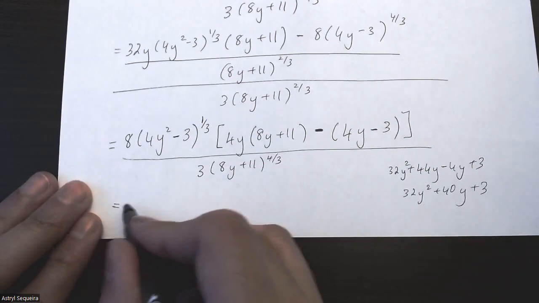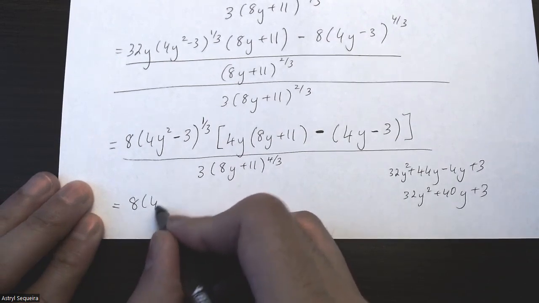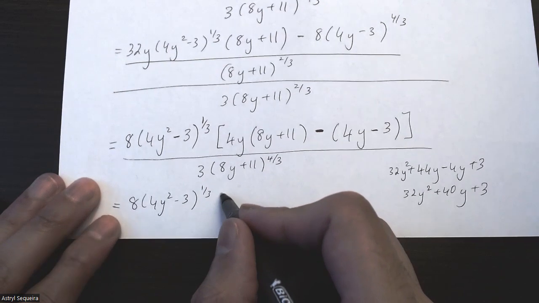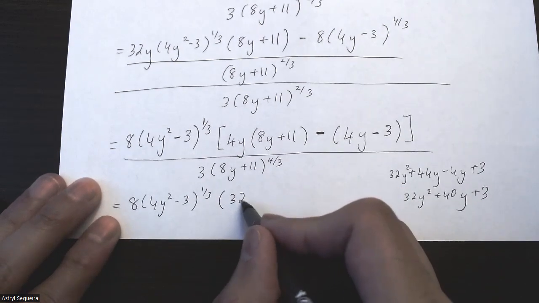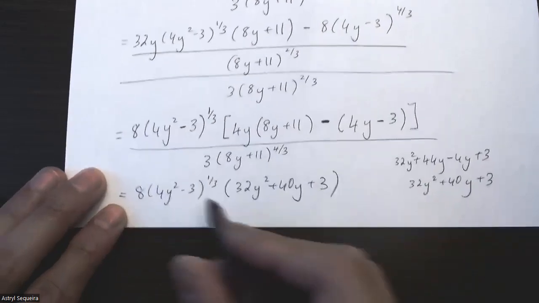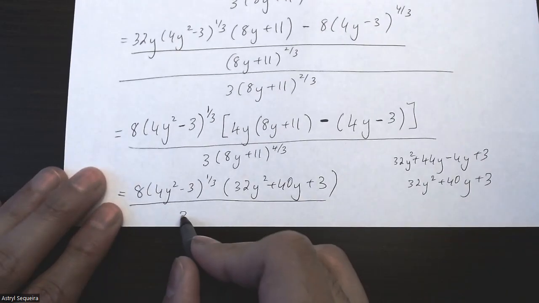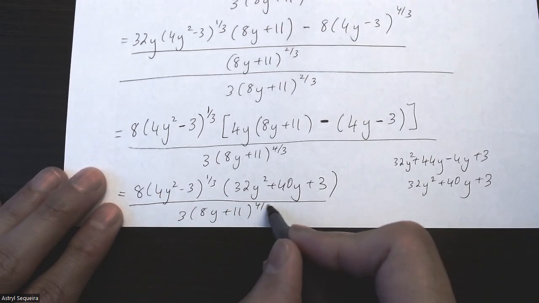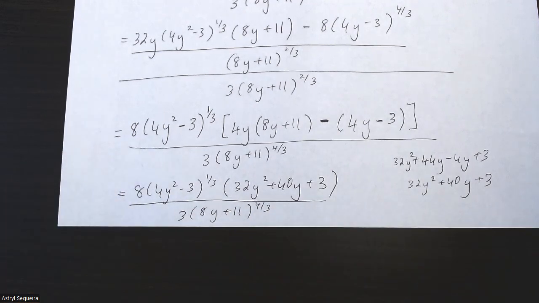So my final solution in this question is 8 (4y squared minus 3) to the 1 over 3, times (32y squared plus 40y plus 3), divided by 3 (8y plus 11) to the power of 4 over 3. And that is a fully simplified answer that will give you full marks in any calculus course.